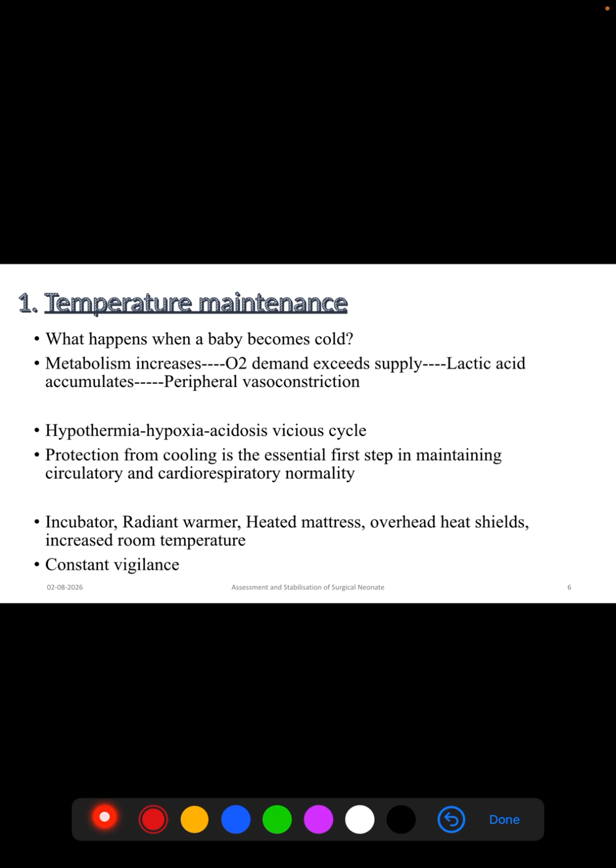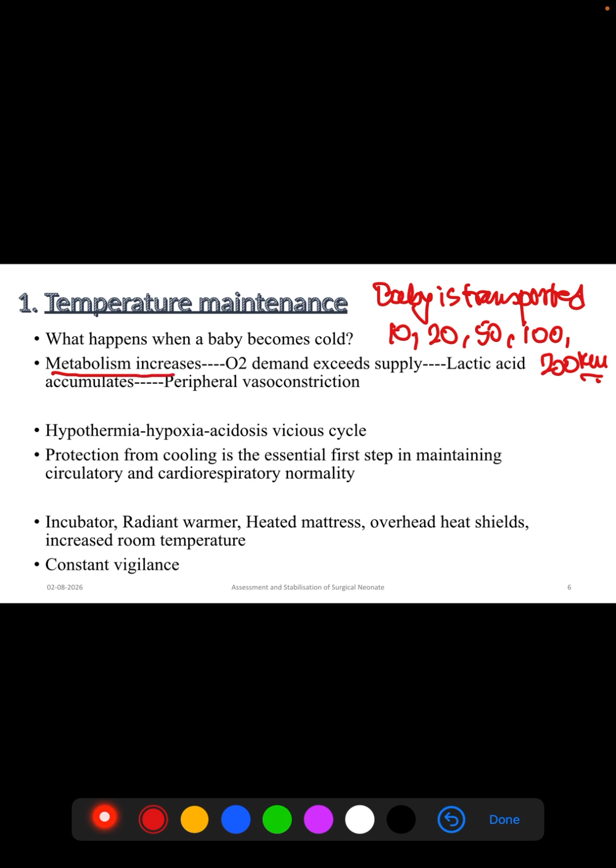So what happens when you are going to receive a baby or a neonate in casualty? A baby is transported from a certain distance. It might be 10 kilometers, 20, 50, 100 or 200 kilometers, depending upon where you are working, whether it is a tertiary center, a CHC or a district hospital. So whenever the baby becomes cold, there will be an increase in metabolism.